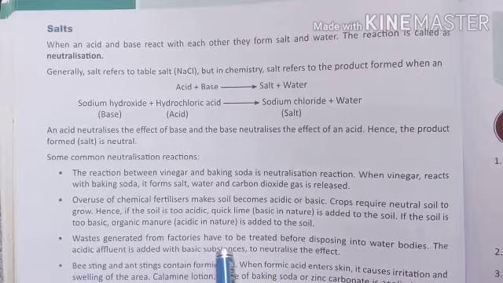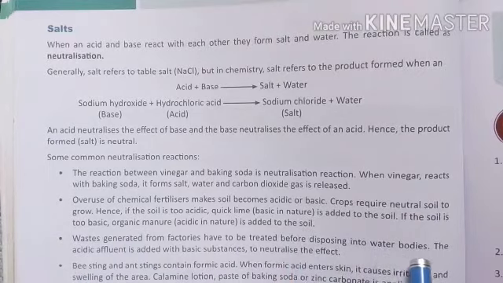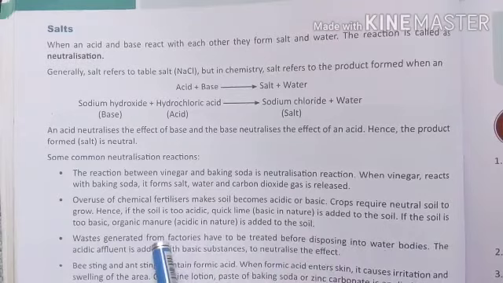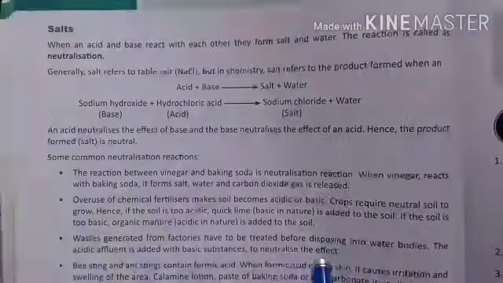Waste generated from factories has to be treated before disposing into water bodies. The dirty water that comes out of factories should be treated before being mixed into rivers. The acidic effluent is treated with a basic substance to neutralize its effect.